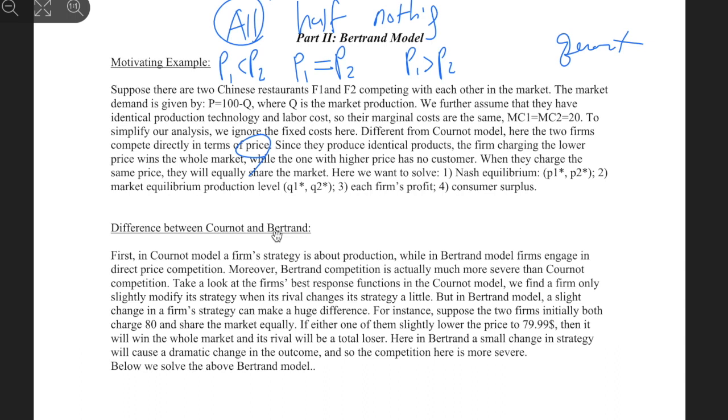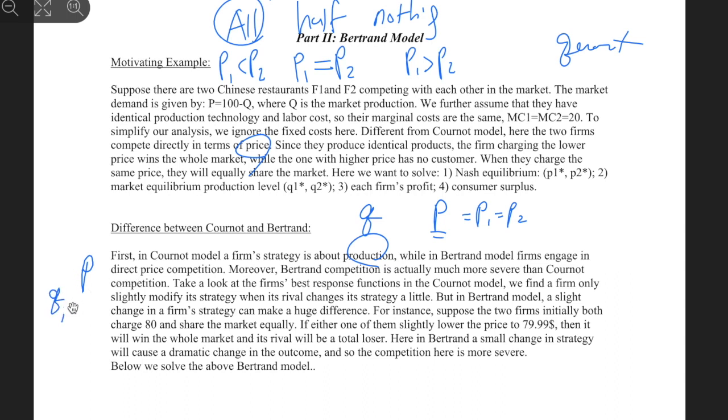First, in the Cournot model, the firm's strategy is about production, the quantity, right? Whereas in the Bertrand model, firms engage in direct price competition. So in the Cournot model, we set the price as just P, because we have the same P for P1 and P2. After all, we get the same Q1 and Q2 with identical firms, but we will not have the same production if we don't have the same cost structure.